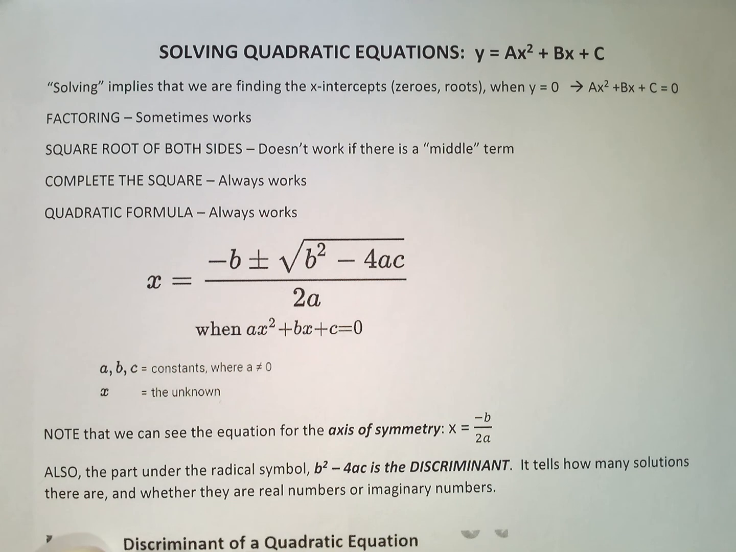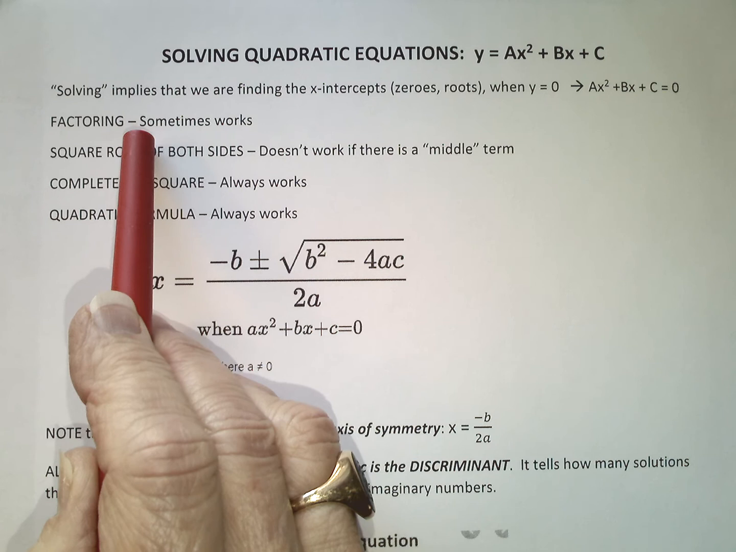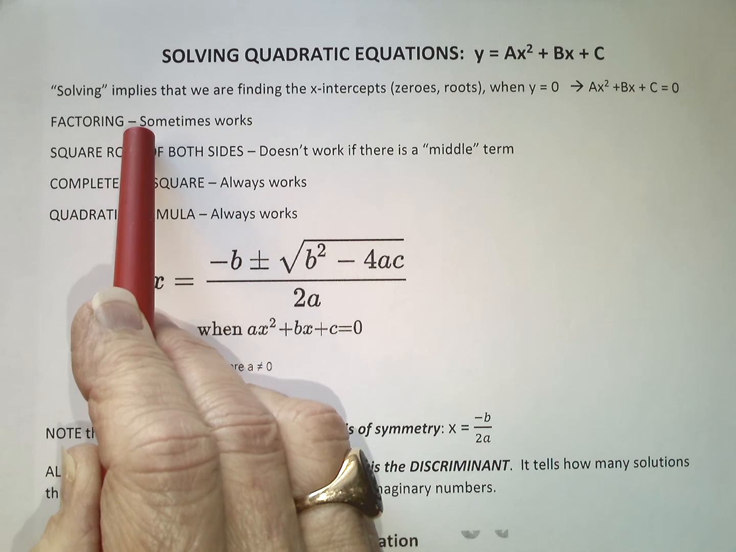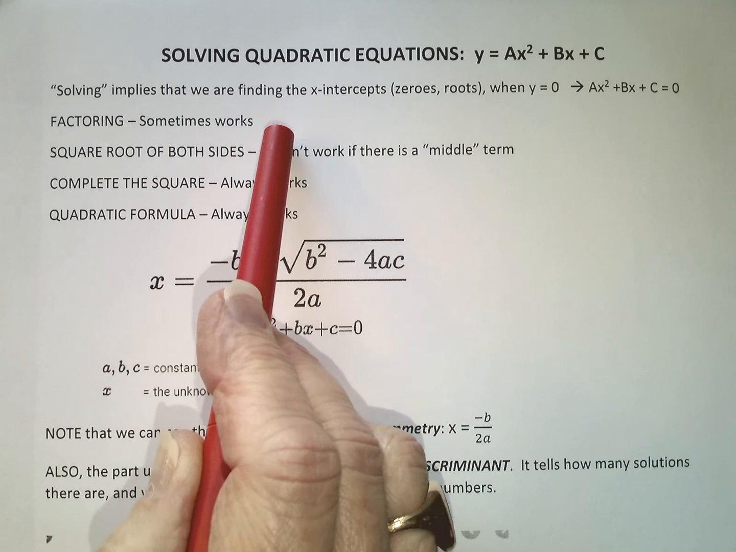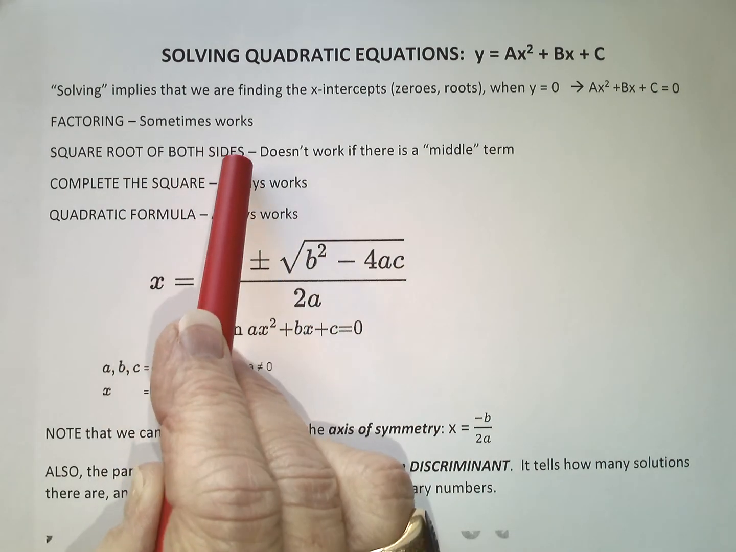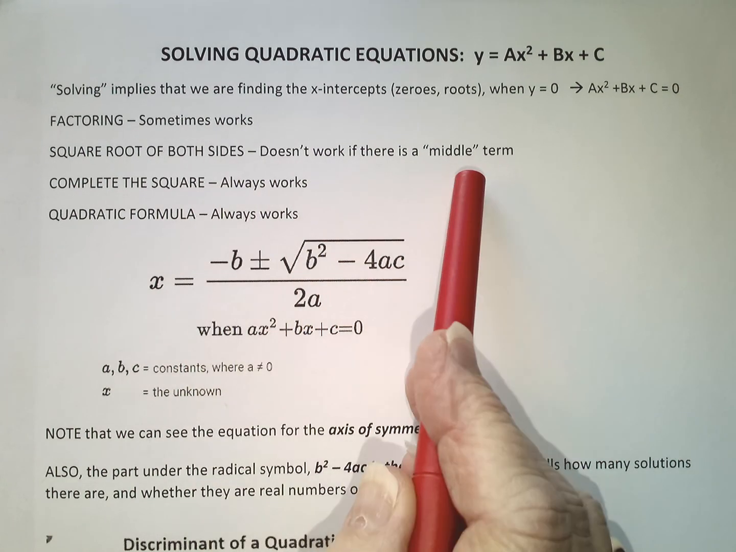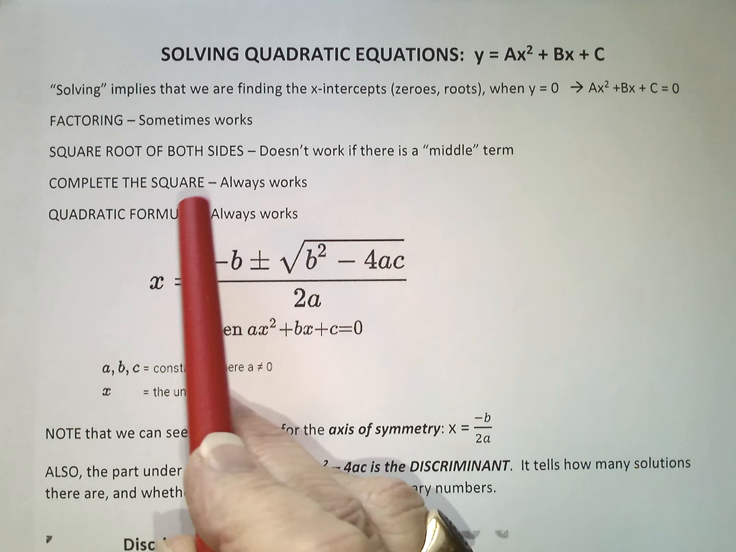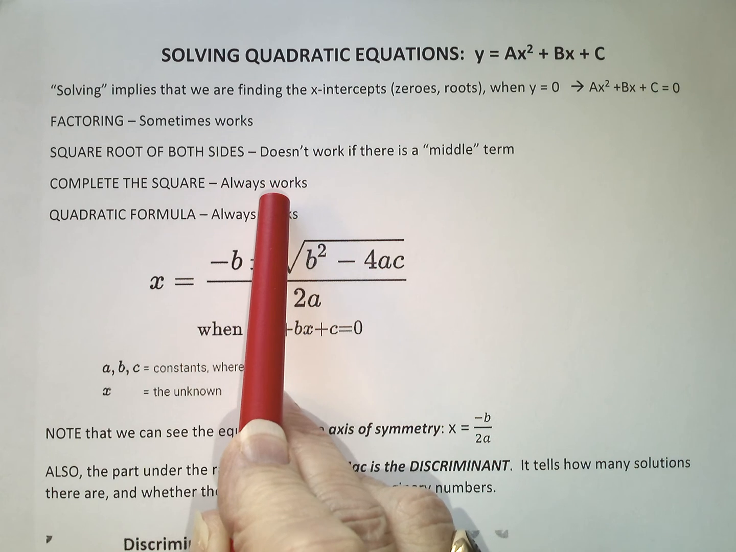We've been trying a bunch of techniques. One of them was factoring. It wasn't too hard. You set each factor equal to 0 and solve it. Unfortunately, it doesn't always work. We also did taking the square root of both sides, and that was pretty simple, but it doesn't work if there's a middle term. Completing the square was not so simple, but it does have the advantage that it always works.